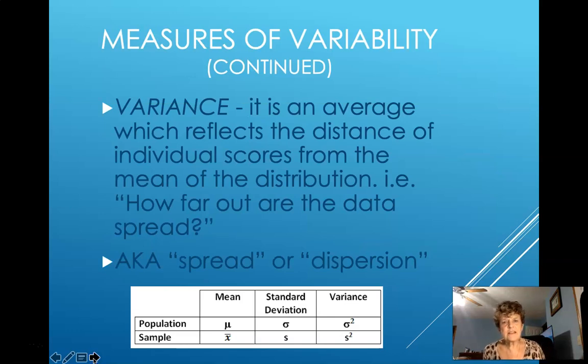Now variance, it's the average, and it reflects the distance that the individual scores are from the mean, the thing in the middle. So how far out does your data spread? We call this spread, or we call this dispersion. And you'll see I put a little image here to show you some of the symbols that they use when you're looking at other people's studies. These are all Greek symbols. So the population is this mu, and then this is the x, and the standard deviation and the variance. So you'll just be aware of what these symbols mean.